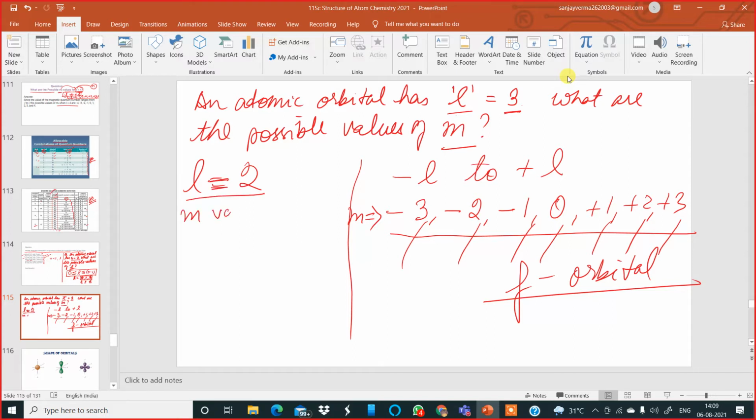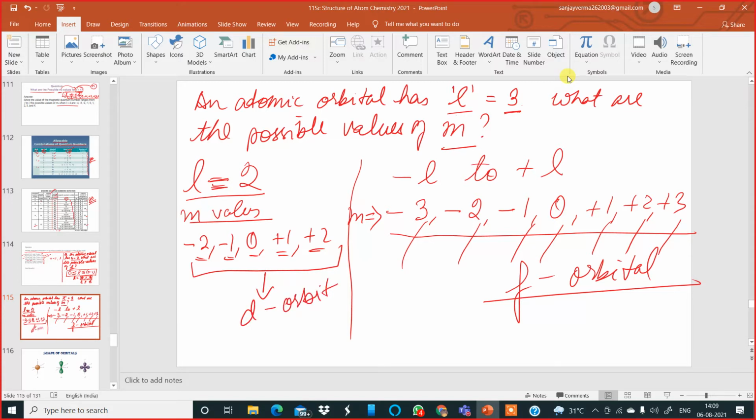So minus 2, minus 1, 0, 1, yes, 2. Very good. Minus 2, minus 1, 0, plus 1, and plus 2. How many are there? 1, 2, 3, 4, 5. So this 5 means I'm talking about the d orbital.